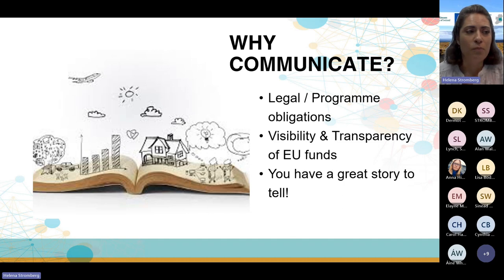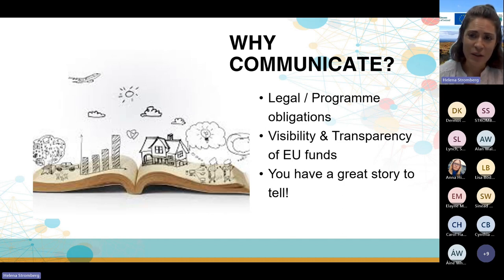So perhaps the first answer to why we're communicating, you might say, is that it is a regulatory or a program requirement to have communications within your activities. However, it's important to realize that communications is a very important mechanism for visibility and transparency to demonstrate where EU funds are going and what impact EU funds are having on the ground and how it's impacting individuals on the ground every single day. And thirdly, what I'd say most importantly is you have a really good story to tell.